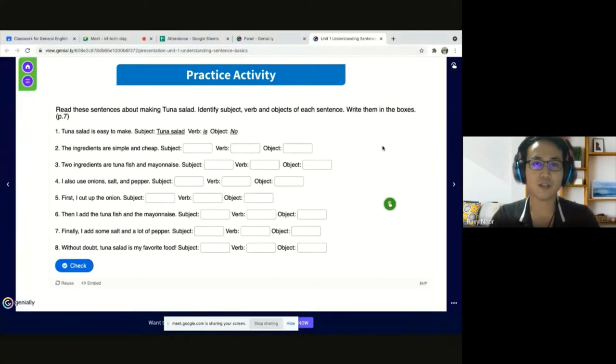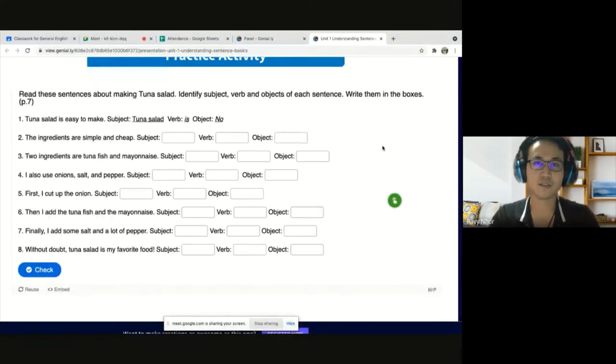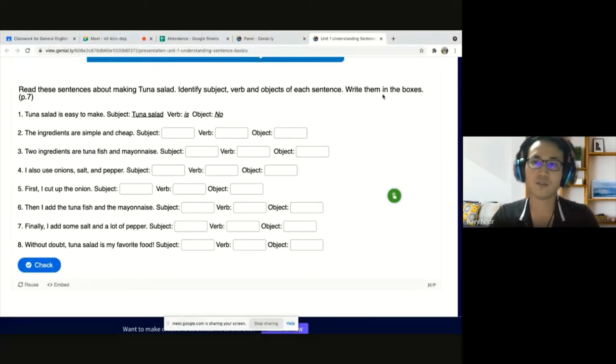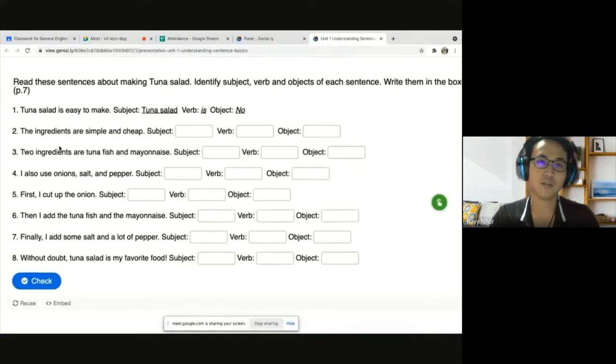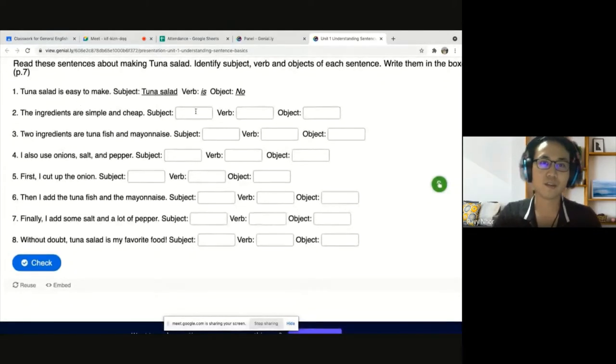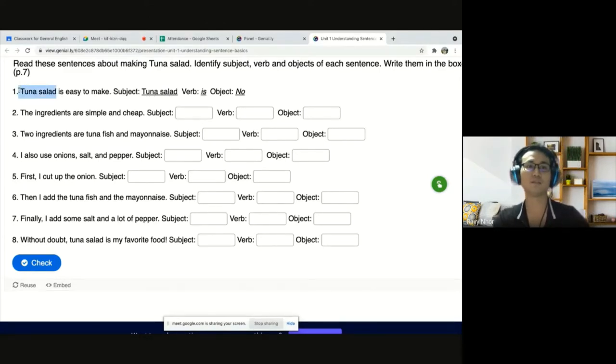So now let's identify the subjects, the verbs, and objects of each sentence. Write them in the box. This is a sentence about making tuna salad. You're going to write just like the example, number one: tuna salad is easy to make. The subject is at the beginning of the sentence, tuna salad. And the verb, we have the verb be here, is. And objects, we don't have objects in this sentence.